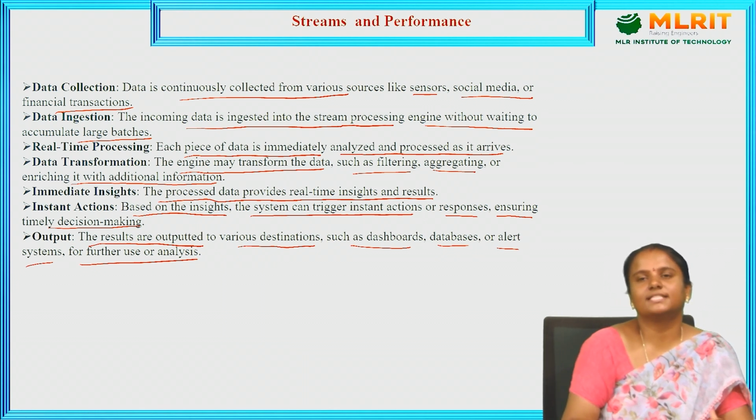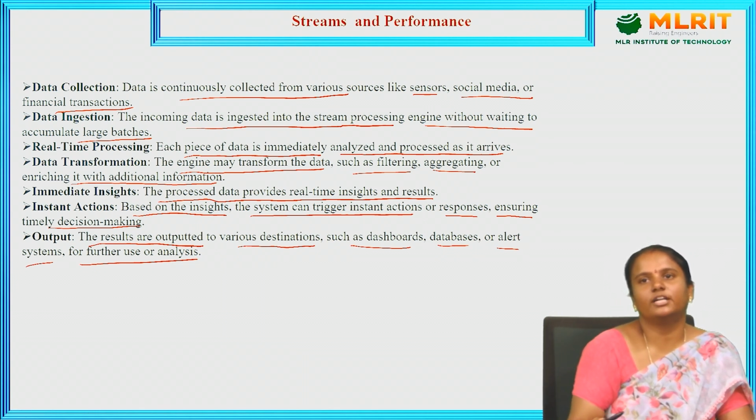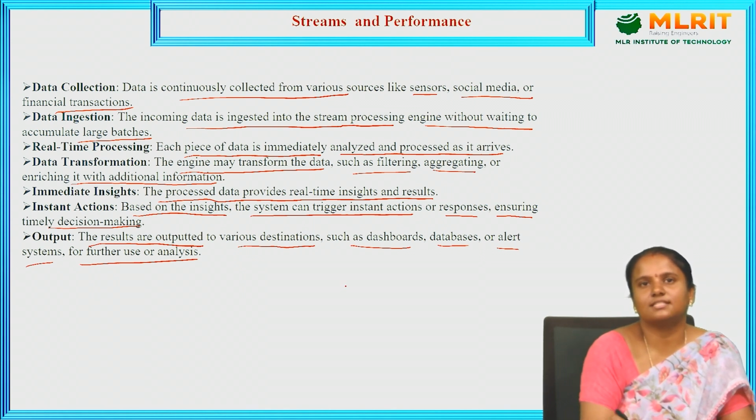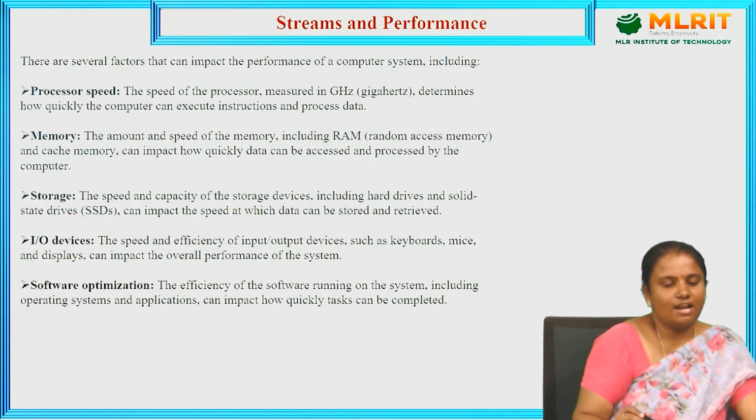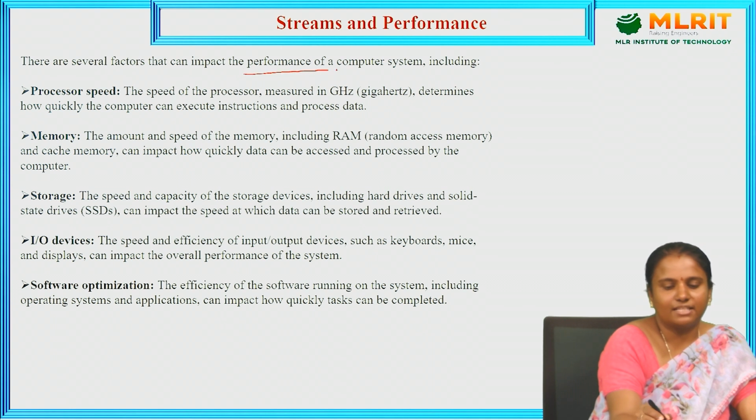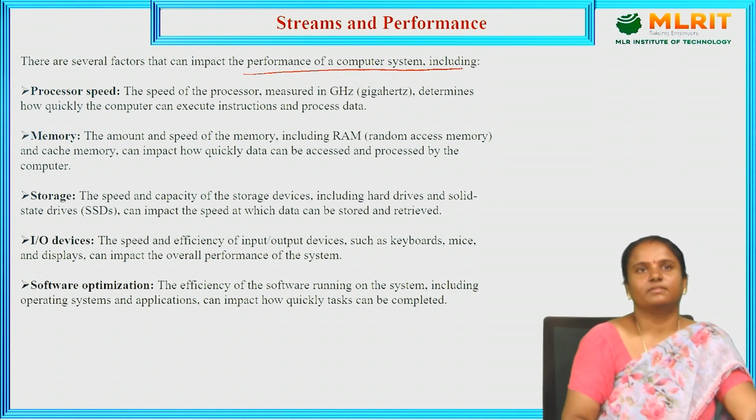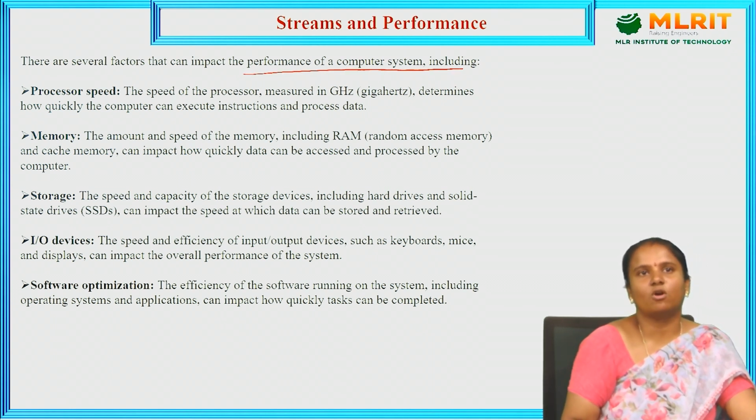You are performing some code, then you are going to get the output of that code, and all these are used by these dashboards, datasets, and all their systems for different kinds of analysis. Next, there are several factors that can impact the performance of a computer system: processor speed, memory, storage, input-output devices, and software optimization.